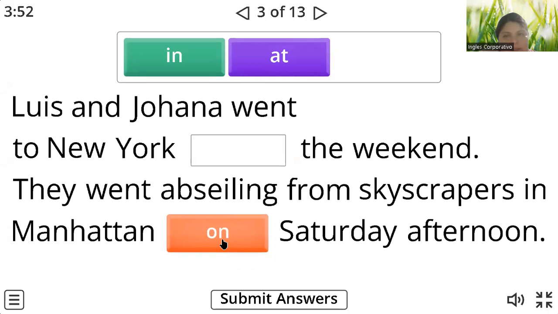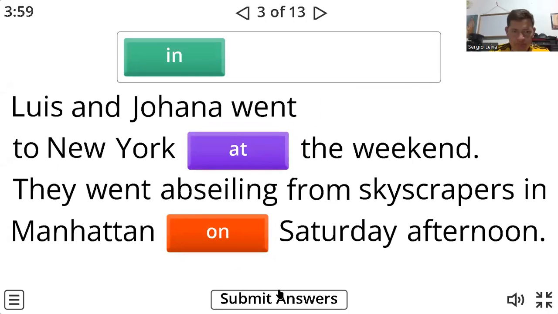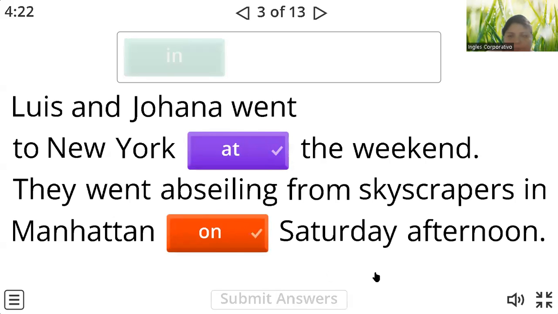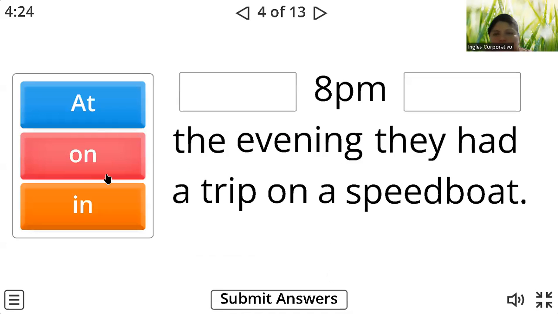So then, which is the correct one? Yo digo que sí. At on. Okay, so let's see. Sergio, can you read the paragraph? Luis and Joanna went to New York at the weekend. They went abseiling from skyscrapers in Manhattan on Saturday afternoon. Okay, good. Let's see. How about this one?